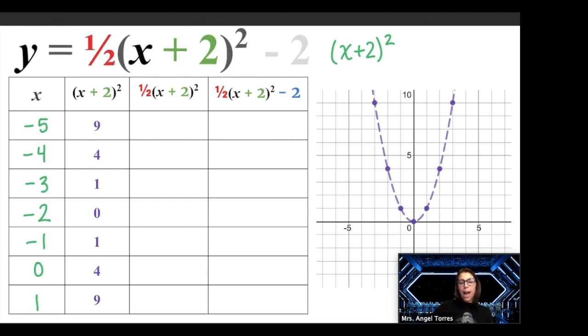Now we can apply our shrink. So now we're going to go in and multiply each of these new outputs by 1/2. So 1/2 of 9 is 4.5. 1/2 of 4 is 2.